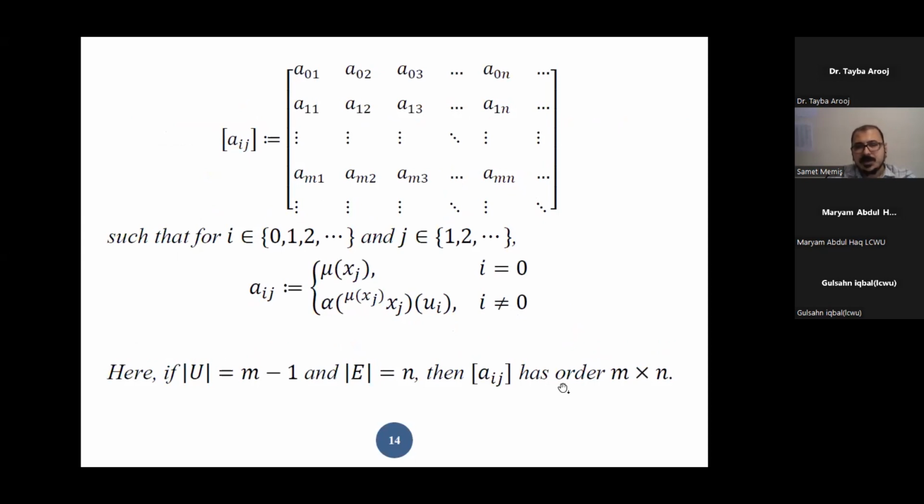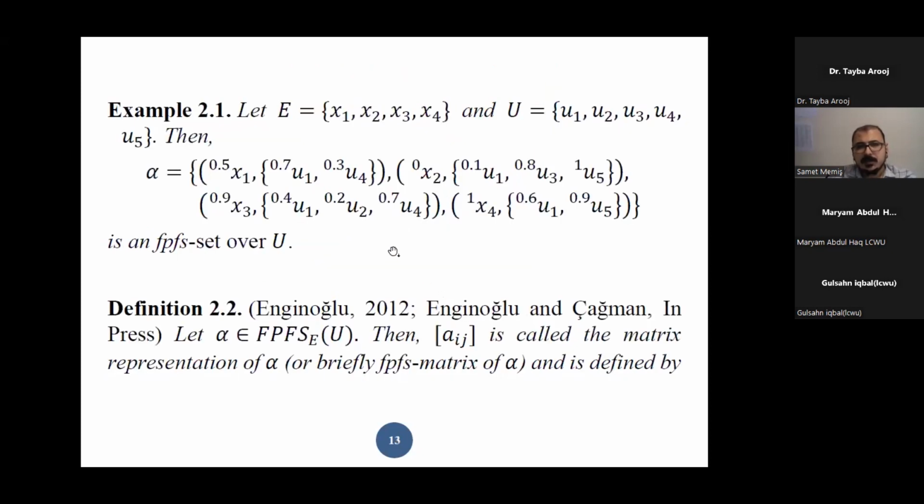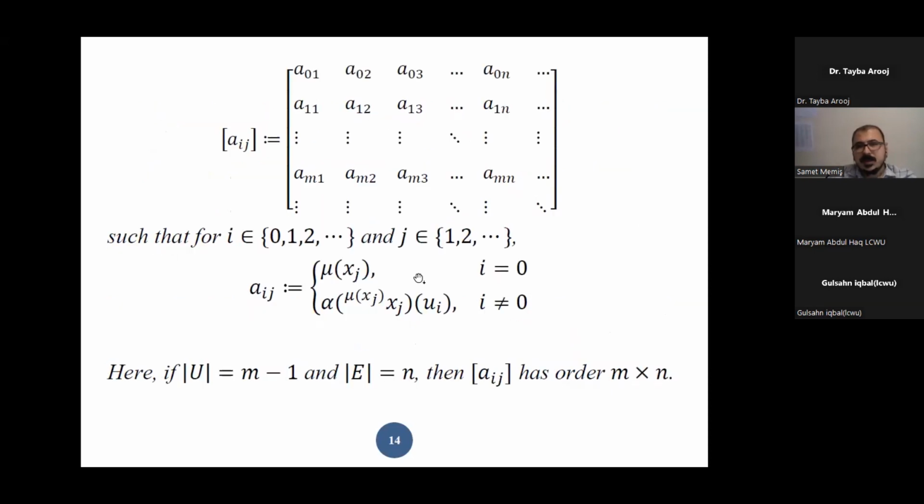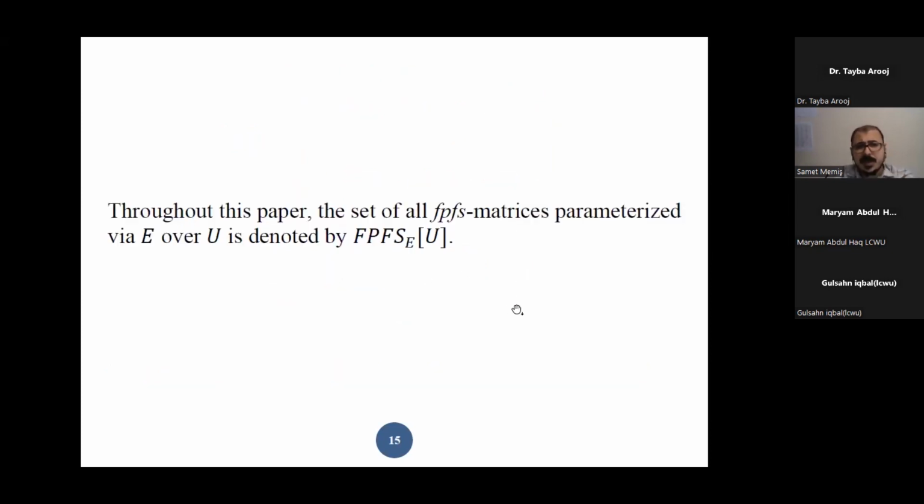Here is the definition of the FPFS matrix, and it's related to the FPFS set. And we can say that this is the matrix representation of the FPFS set. We need this representation because we can't write a set on the computer, but we can write something on the computer using a matrix or some array. So we need them for computer math. Throughout this paper, the set of all FPFS matrices parameterized via E over U is denoted by FPFS EU.